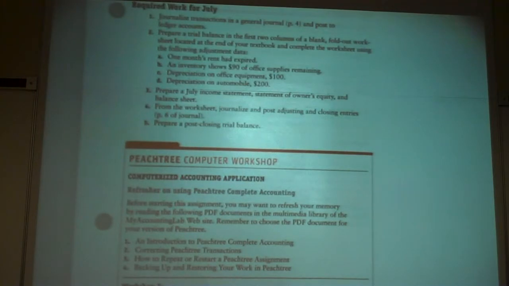Then from the worksheet, we're going to prepare a July income statement, statement of owner's equity, and balance sheet. And then we'll journalize the adjusting and the closing entries. And then we'll prepare a post-closing trial balance.